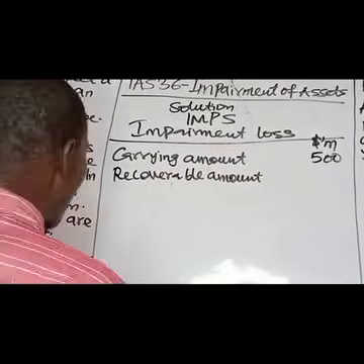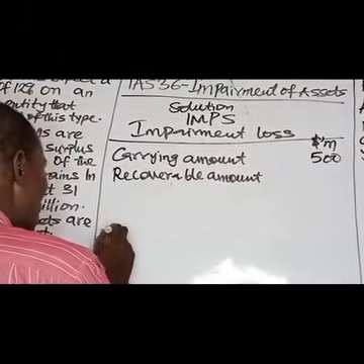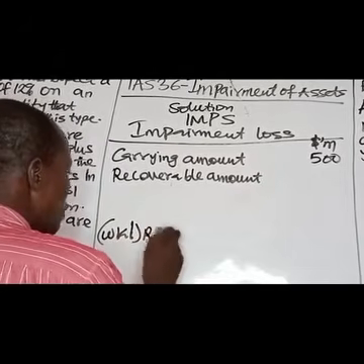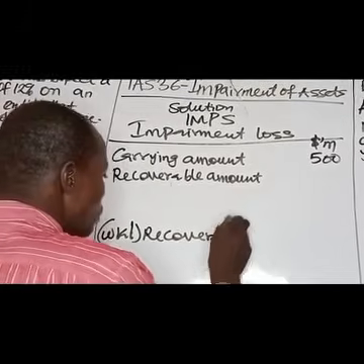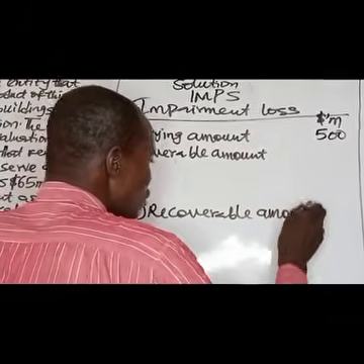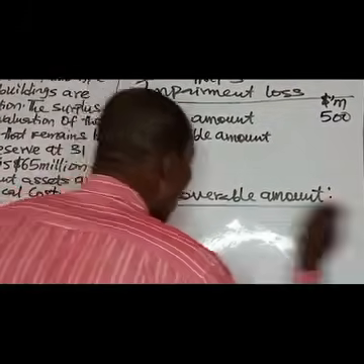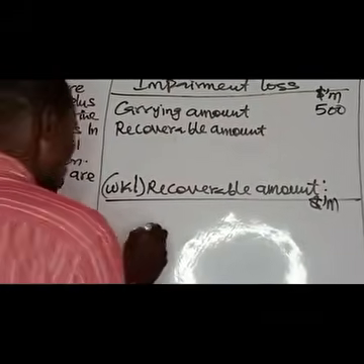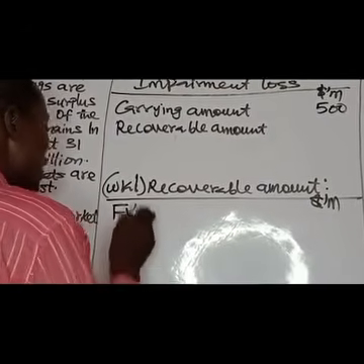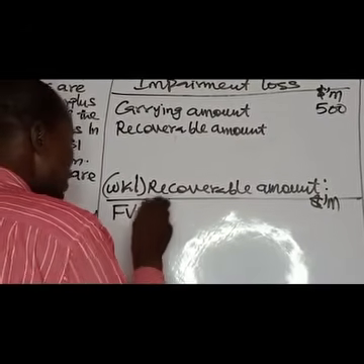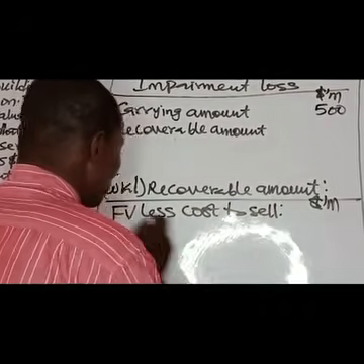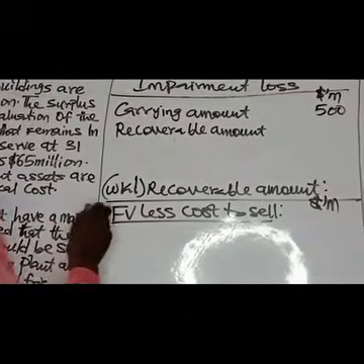We've said that recoverable amount is, let me say working one, calculation of recoverable amount. We said it is the higher of fair value less cost to sell and value in use. How much is the fair value of the cash generating unit? Fair value less cost to sell. How much is that? Back to the question.